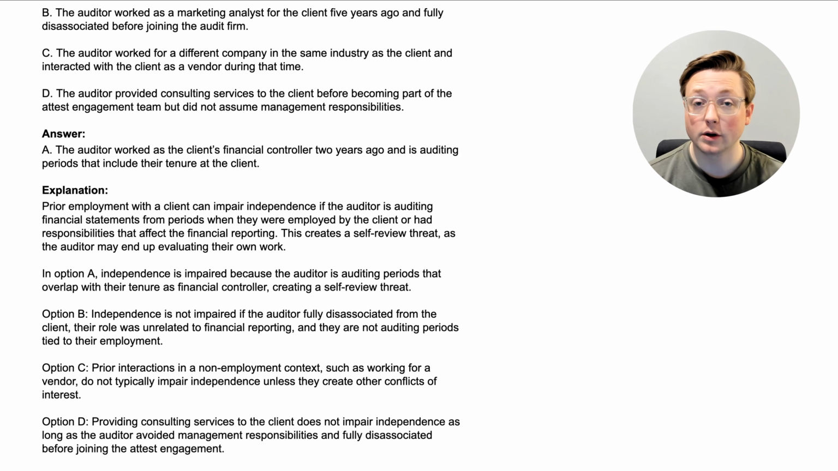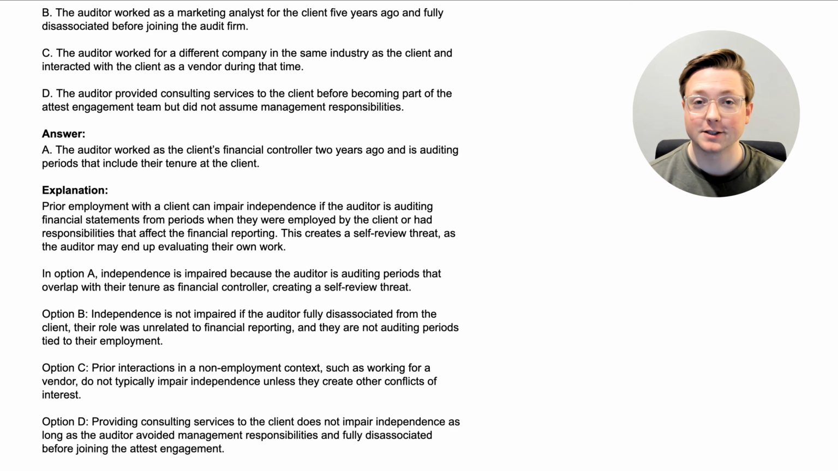So it is okay if you worked for a client previously and now you're auditing that company, as long as you have completely disassociated from the client and you're not auditing the period that you were working for the client. And again, as I said, there's a lot of different things that have to do with independence, a lot of different little teeny topics. And before we do anything else, let's do one more part of the SuperfastCPA CPA process called pillar topics.